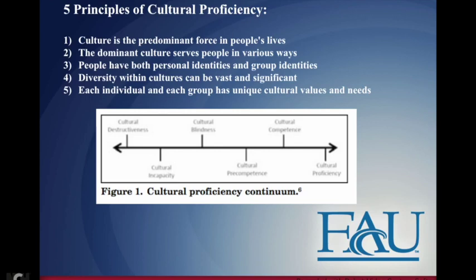Number three, people have both personal identities and group identities. Four, diversity within cultures can be vast and significant. And number five, each individual and group has unique cultural values and needs. So, simply put, we all participate in the American culture, but we are also members of various cultures within the overarching culture. I don't want to use the word subculture because sometimes that has a negative connotation, but in essence, that's what we're talking about, subcultures. Not in a bad way, but in a positive way.